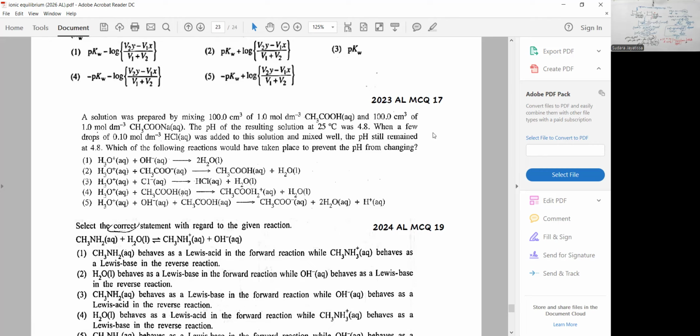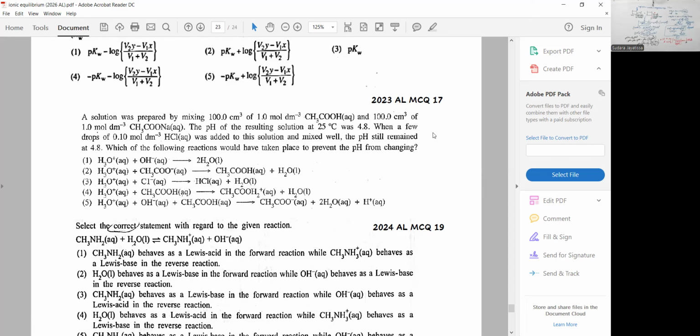now, pH still remained at 4.8. Okay, so the buffer action should be explained. So what is going to be reacting here? The conjugate base. What is the conjugate base? Acetate ion. Answer 2. Understood? Answer is answer 2. Easy, no? You have to write their buffer action.